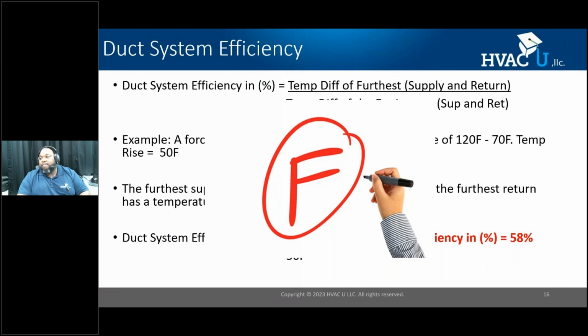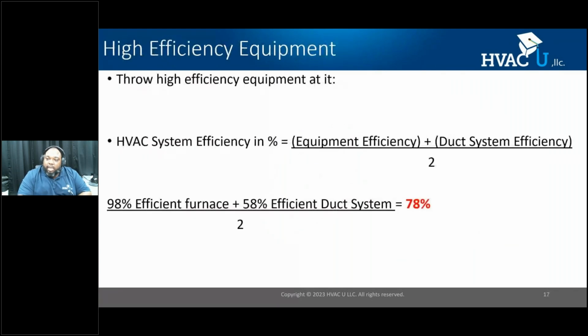All right, so let's talk about how we can fix that. Well, some people will say, let's throw some really good equipment at it. Let's throw a 98% efficient furnace at it, and that's going to solve all the problems. That's sometimes what contractors will promise customers. So if we use another formula, the HVAC system efficiency formula, we're going to take the equipment efficiency plus the duct system efficiency, and we're going to divide that by 2 to get an average. Let's take a 98% efficient furnace plus a 58% efficient duct system, divide those by 2, and my total system efficiency is 78%.